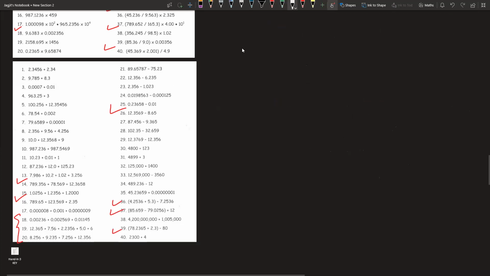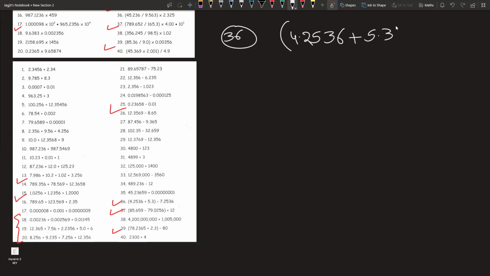Next up, the next one's easy. You should be able to do number 19 yourself. Same goes for number 20. Let's look at number 36. So we have 4.2536 plus 5.3, and that's in brackets, minus 7.2536. Okay, guys, now this is a bit different. We have to tackle the brackets first. So we will first do 4.2536 plus 5.3.